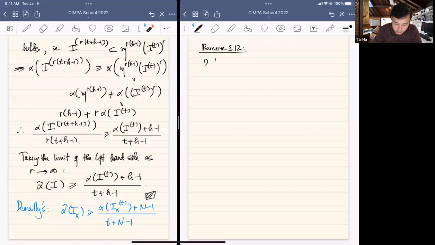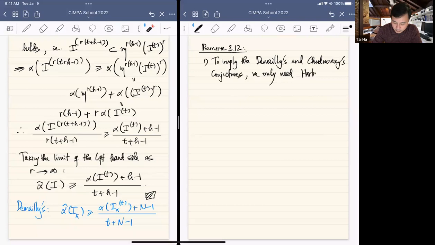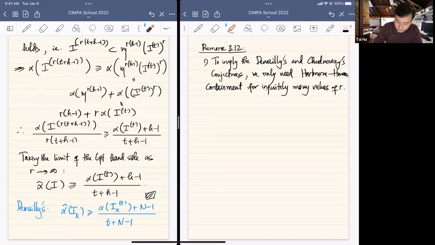So the first remark is that to establish, to imply the DeMaille and Chudnovsky conjectures, we only need Harbourne-Huneke containment for infinitely many values of R. So that's an important thing. You don't have to prove it for all R. All we need to do is to establish this containment for infinitely many values of R.